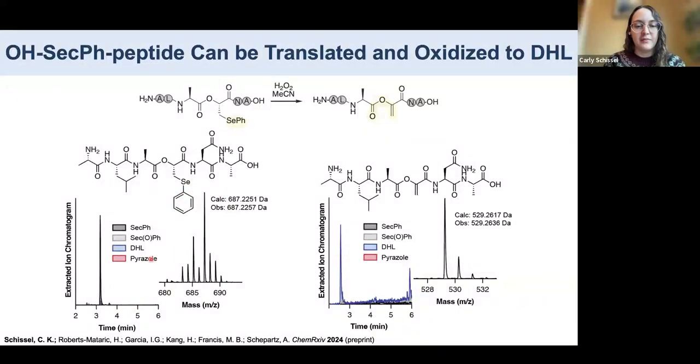Something really interesting about these selenopeptides is that there's selenium in them, so their mass spec gives this really interesting isotopic distribution. But when we treat with hydrogen peroxide and that side chain gets oxidized and eliminated to form DHL, we no longer see that isotopic distribution. And still, high resolution mass spec shows us that we indeed acquired this DHL peptide.